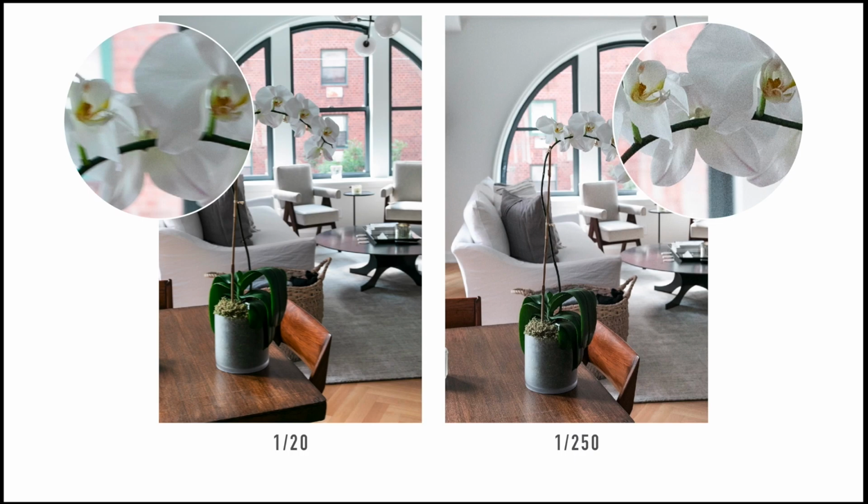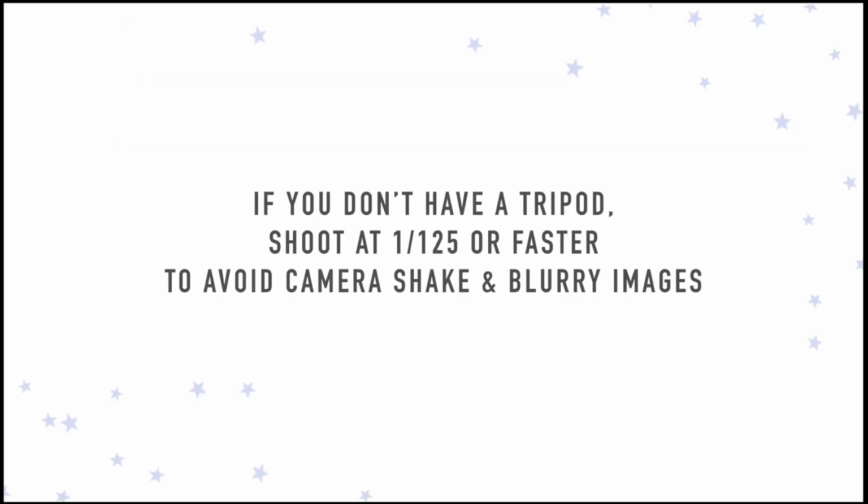So when you shoot at a slower speed and you're just holding your camera and you don't have a tripod, the actual movement of your body and your hands can show up in the photo. Where if you're shooting at a faster speed, it's usually so fast that it doesn't get that camera shake. So that's something to keep in mind if you don't have a tripod.